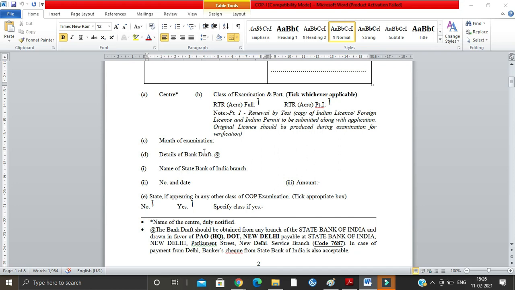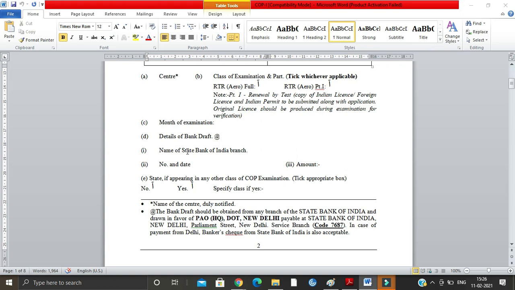Details of bank draft, it is asking here. As you all know, now the bank draft is not required. We are doing the NTRP process. So in this, instead of the name of the State Bank of India branch, you can put the NTRP process here. I am writing it down here, but you don't write it on the PDF; you have to fill it with the pen. Do not edit it.